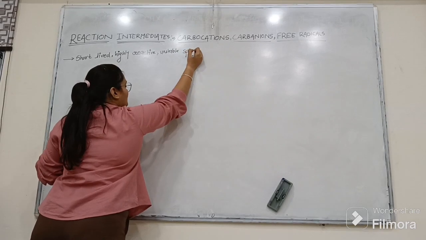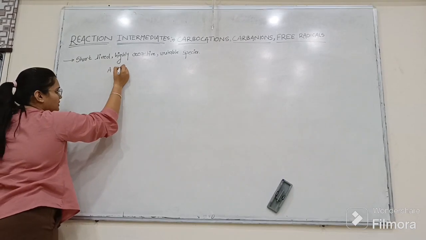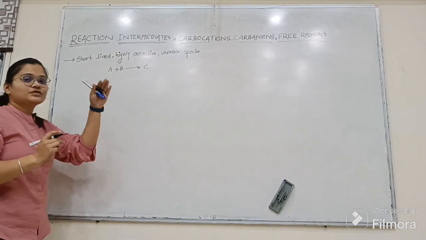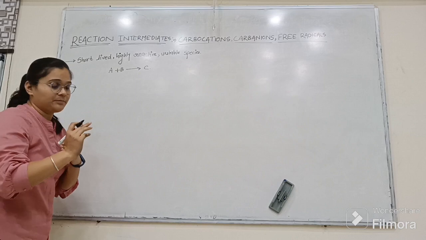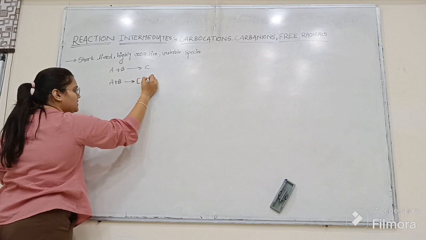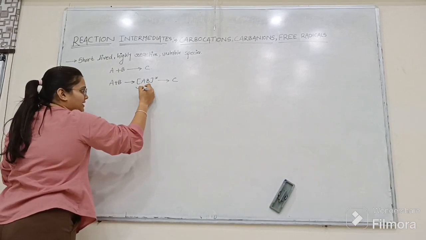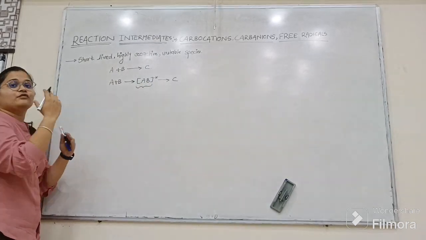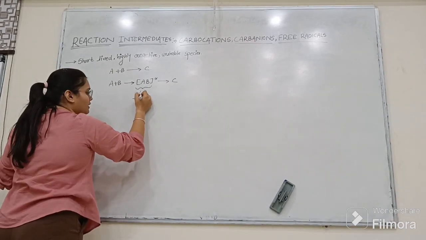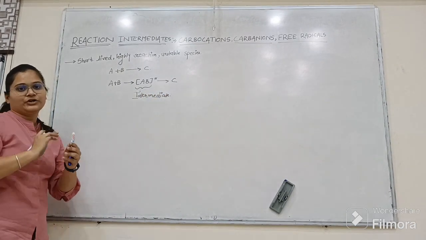Suppose I have a certain reaction, that is A plus B forming a product C. During this formation, the reaction proceeds through a step which is called the intermediate step. So A plus B gives AB star, which further forms C. This reaction is proceeding via the formation of AB star, so AB star is my intermediate. This is all the information about reactive intermediates.